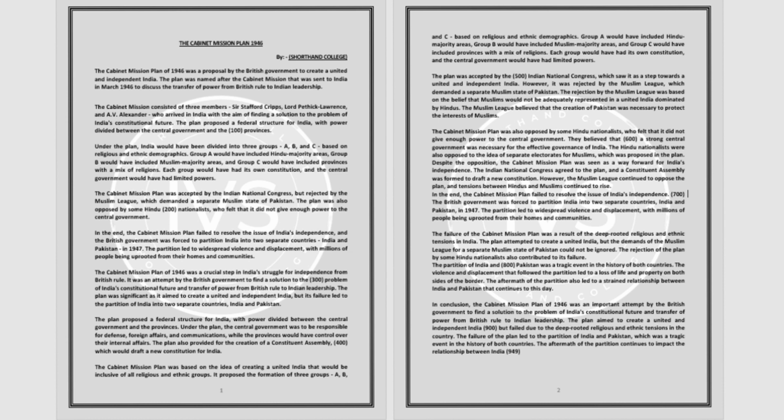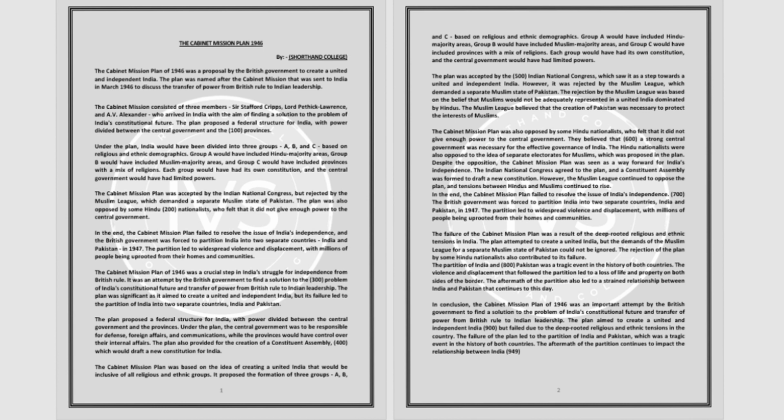The failure of the Cabinet Mission Plan was a result of the deep-rooted religious and ethnic tensions in India. The plan attempted to create a united India, but the demands of the Muslim League for a separate Muslim state of Pakistan could not be ignored. The rejection of the plan by some Hindu nationalists also contributed to its failure.